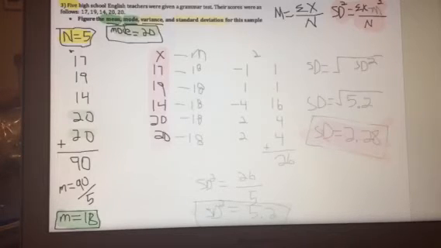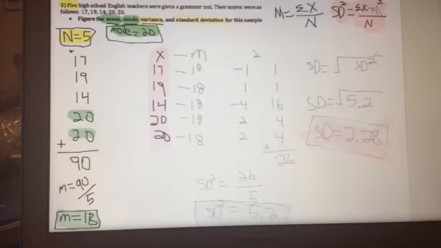Now the next thing they're asking for is the mode. The mode is the number that comes out the most, the most frequent, right? So here we have 20 twice. That's the only number that comes out the most compared to all the other ones. So our mode is 20.